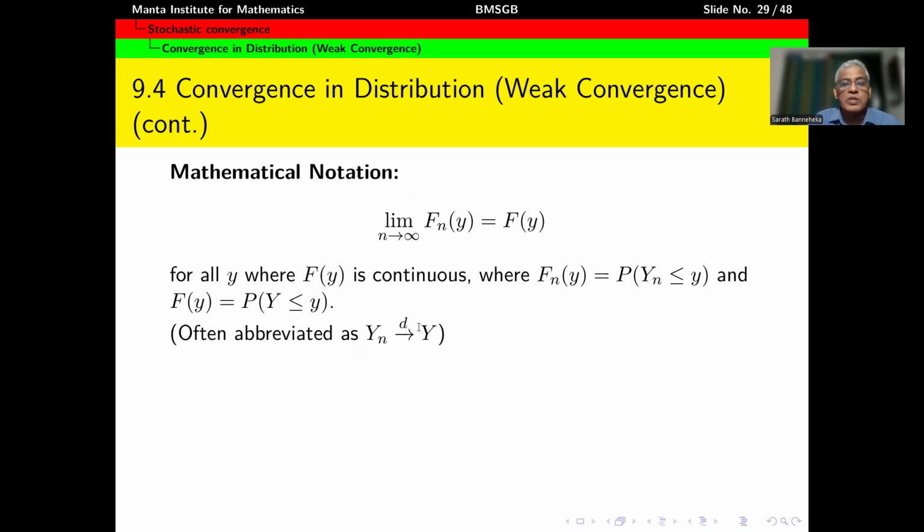So this is the notation to write down that the sequence yn converges to y in distribution. Yn arrow y, we write a d above the arrow to show that it is convergence in distribution.